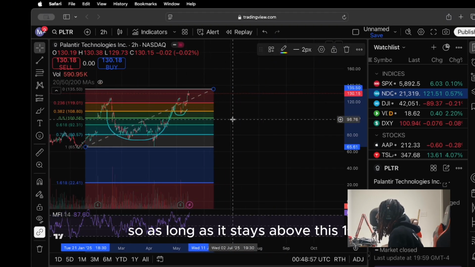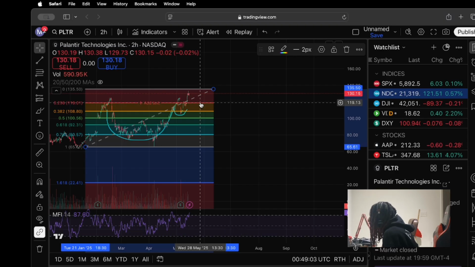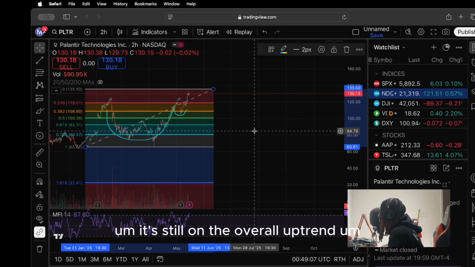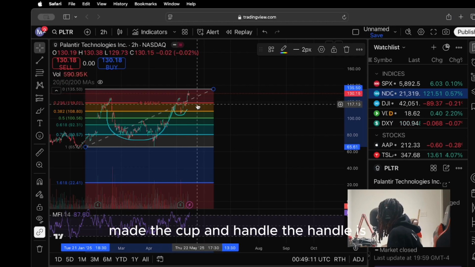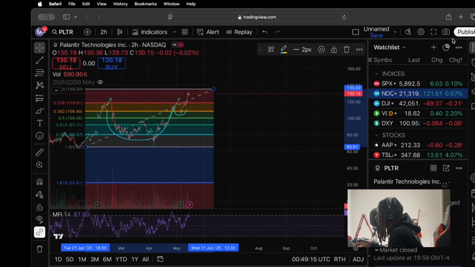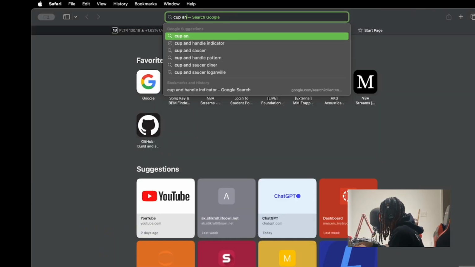So as long as it stays above this 119 level, I don't see any real major change in direction. It's still on an overall uptrend. Made the cup and handle. The handle is respecting the pattern of the cup and handle. And I can pull up a chart of the cup and handle just so you guys can see it.